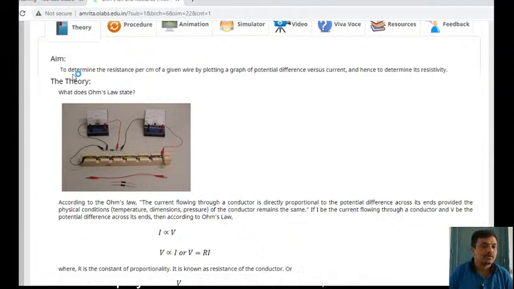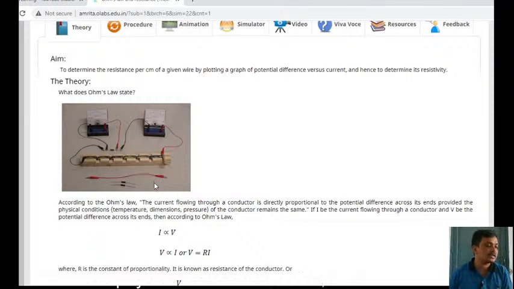Now see here. First, the aim is to determine the resistance per centimeter of a given wire by plotting a graph of potential difference versus current. We are going to find the resistance by length. Resistance per centimeter means resistance by length of a wire, by plotting the graph between the potential difference and current. Can anyone write in the chat box what is Ohm's law? Write in the chat box.